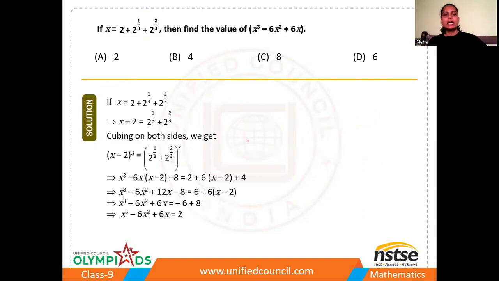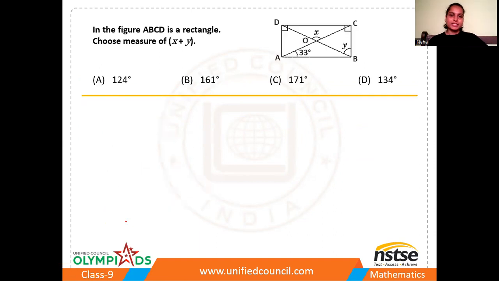So let me present the complete solution for this given question. Alright, so x cube minus 6x square plus 6x is nothing but equals to 2. You can get here. Perfect. Alright, so let's move to the next question. Here is the next question.